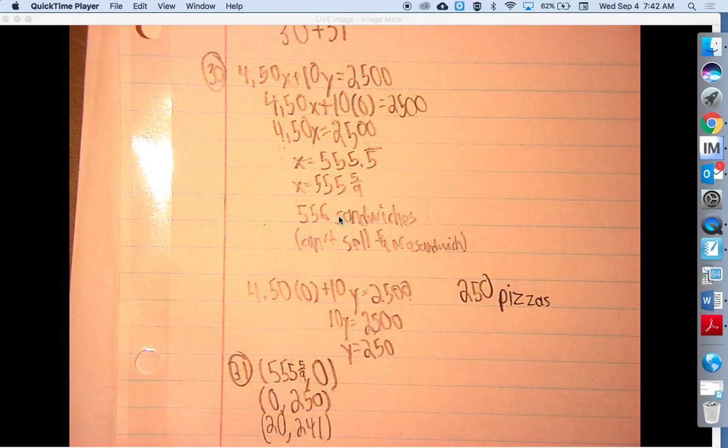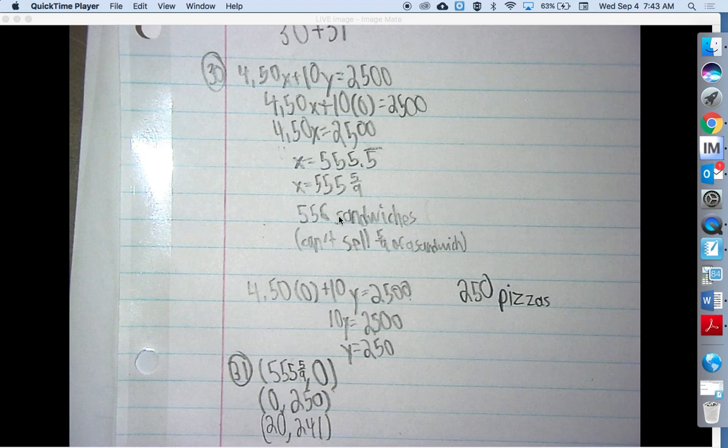So I did 30 and 31. Okay, the swing changing colors. It's normal again. Okay, so I did 30 and 31. For 30, I got the equation as 4.5x plus 10y equals 2,500.